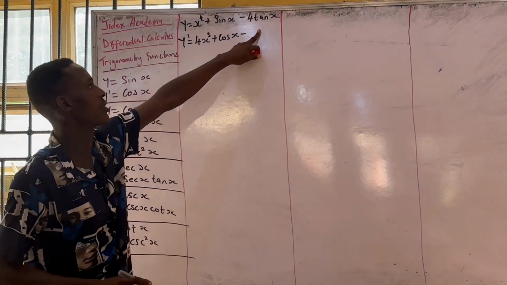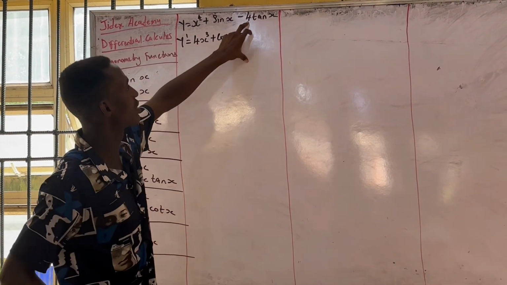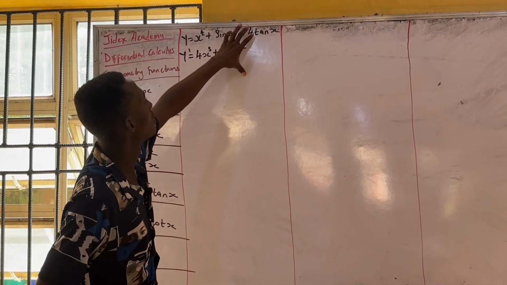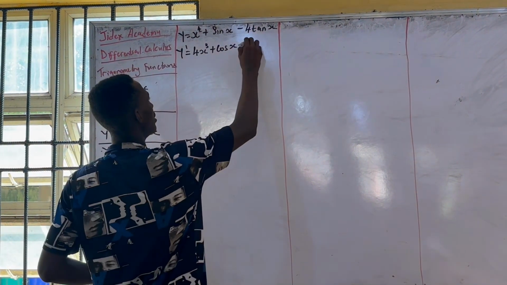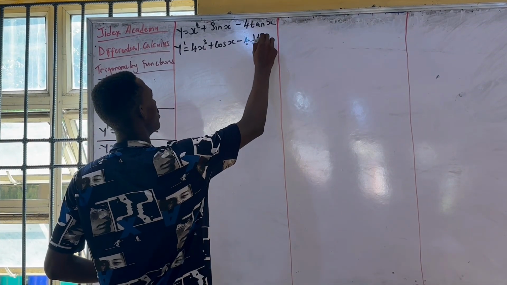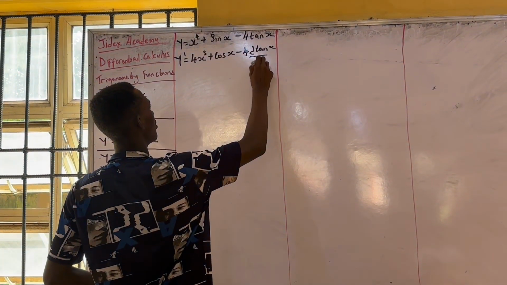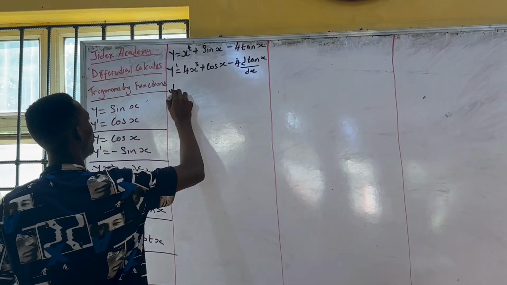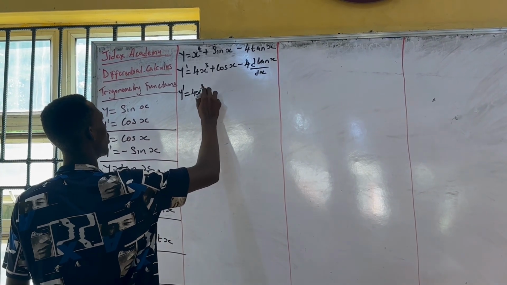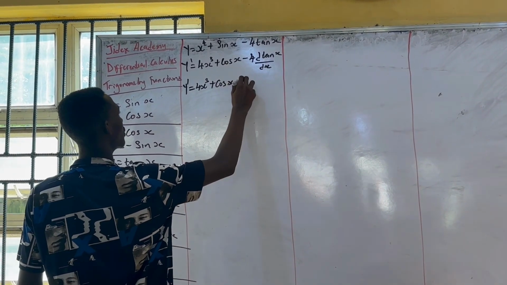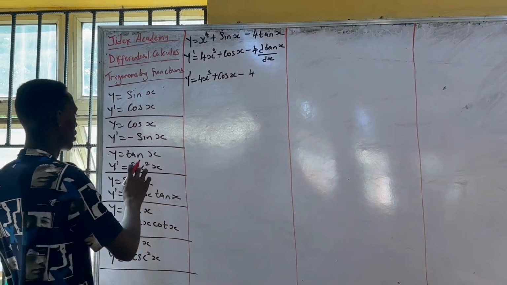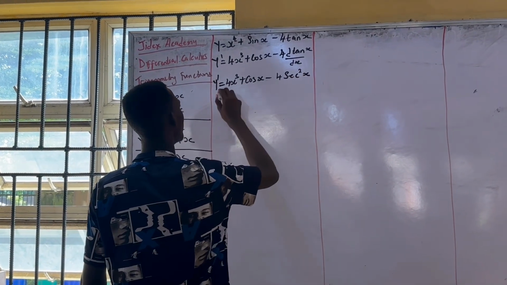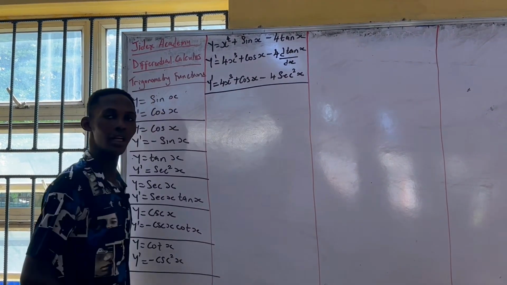How do you find the derivative of something like this? Because 4 is a constant and does not contain any unknown variable, you sideline it out. So this is what I mean: 4 d tan x over dx. The derivative of tan x is secant square x. Therefore, our final answer is 4x to the power of 3 plus cos x minus 4 times sec square x. That is that about that.